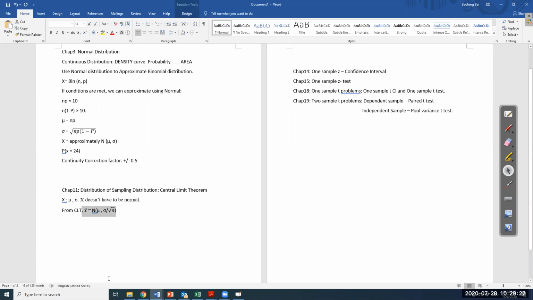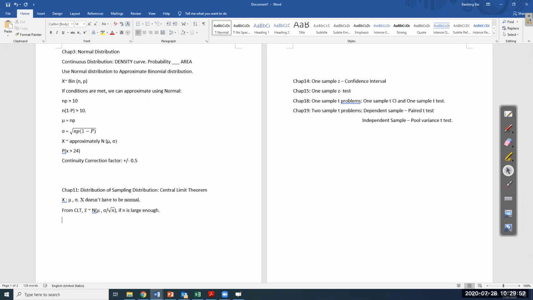If it's asking for individual X's from the population, then whatever that population distribution is, you can solve with that distribution. And most of the time in the class, we use normal distribution as well. But it could be binomial. It could be any other distribution. But the sample mean X bar always has a normal distribution. And that's from the central limit theorem. The only condition is that the sample size n needs to be large enough.